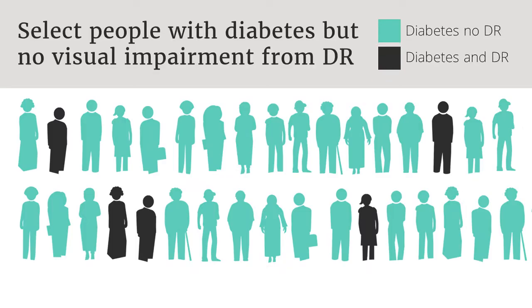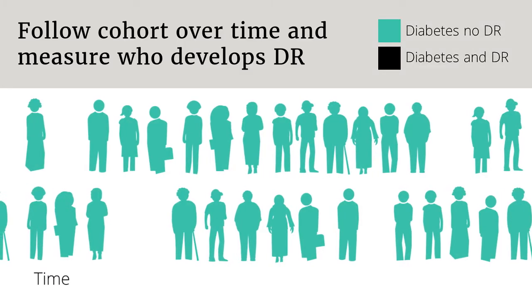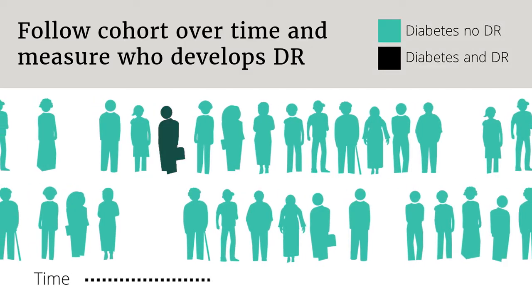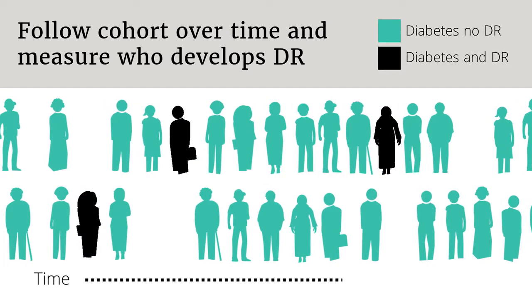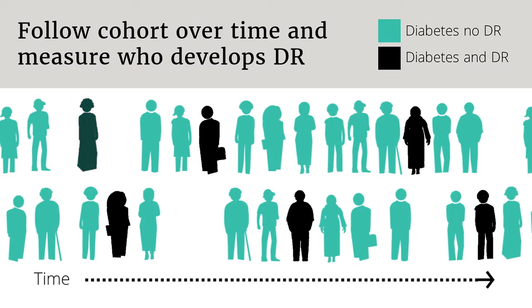2. We select all the people in a defined population who have diabetes but do not have visual impairment from diabetic retinopathy. That is, they are disease-free. And 3. We then follow this group, sometimes known as a cohort, for a specified time, for example 10 years, and measure who develops diabetic retinopathy during that time.